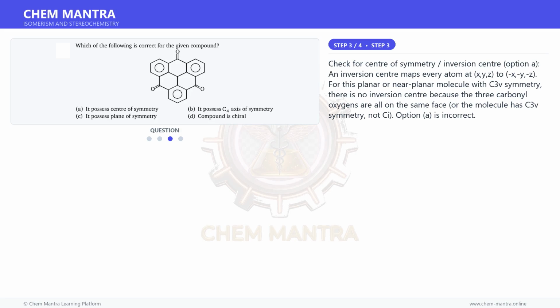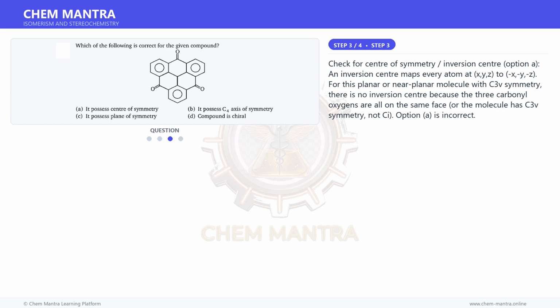Moving on to the next step. Check for a center of symmetry, an inversion center. Option A. An inversion center maps every atom at (x, y, z) to (-x, -y, -z). For this planar or near-planar molecule with C3v symmetry, there is no inversion center, because the molecule has C3v symmetry, not Ci.